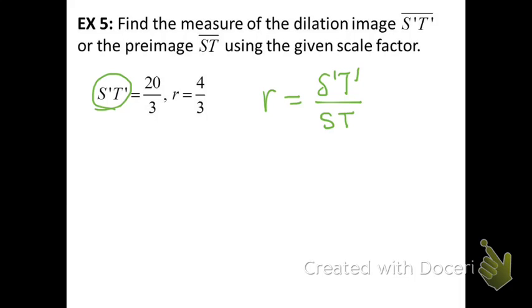I think I said that wrong. The image over the pre-image. And so R here is 4/3. This is equal to my image, S prime T prime, 20/3, over ST, and I'm going to call it X.